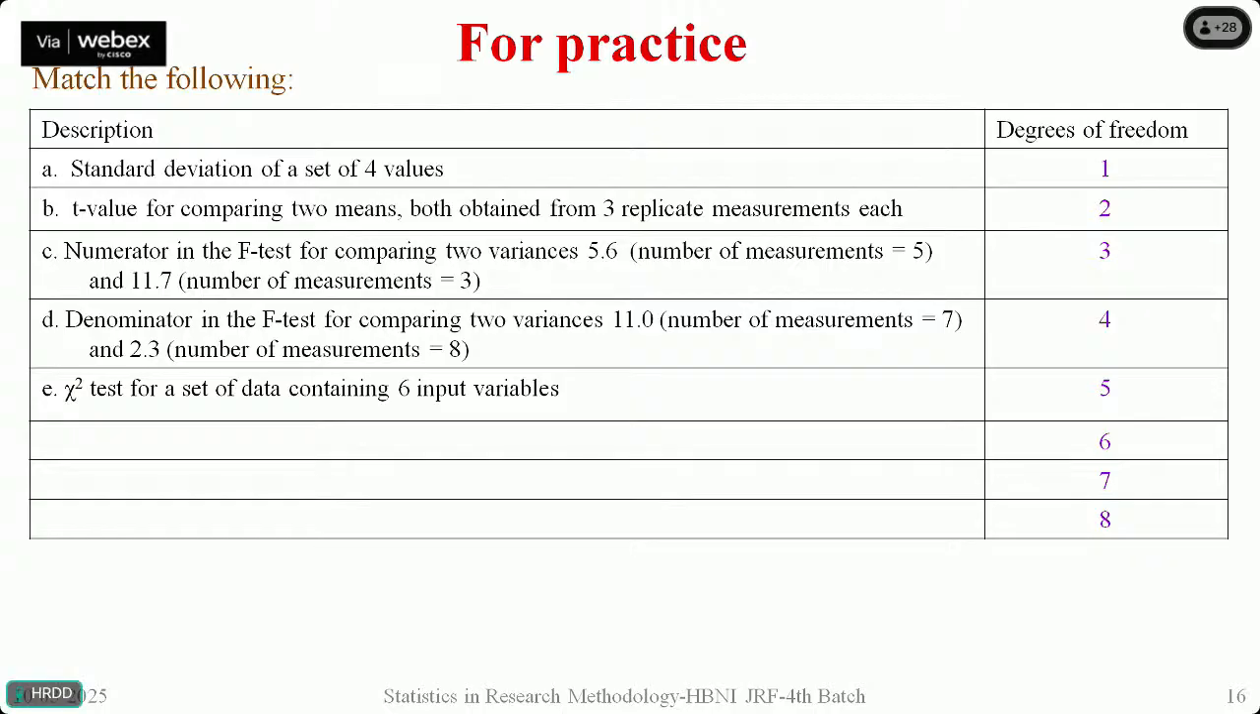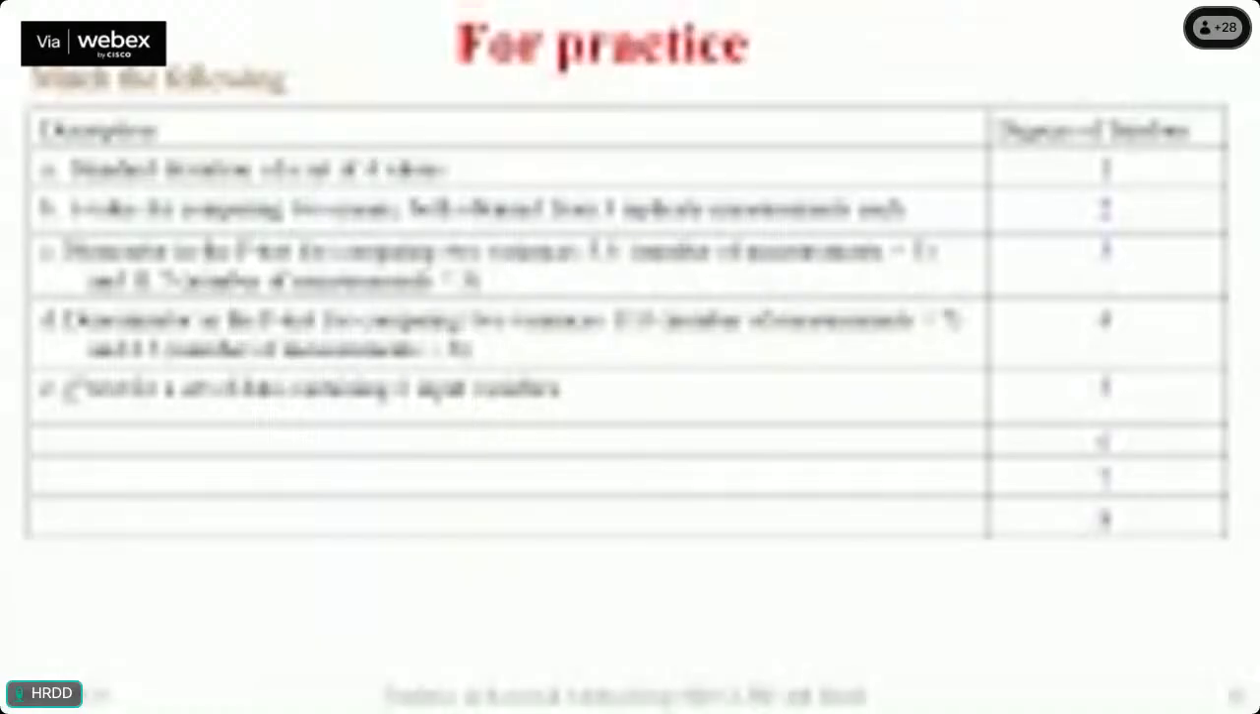P-value for comparing two means, both obtained from 3 replicate measurements. This we haven't discussed in detail. If we have two means, each obtained from 3 replicate measurements, one may have 2 degrees of freedom and the other will have another 2 degrees of freedom. In total it will be 4.